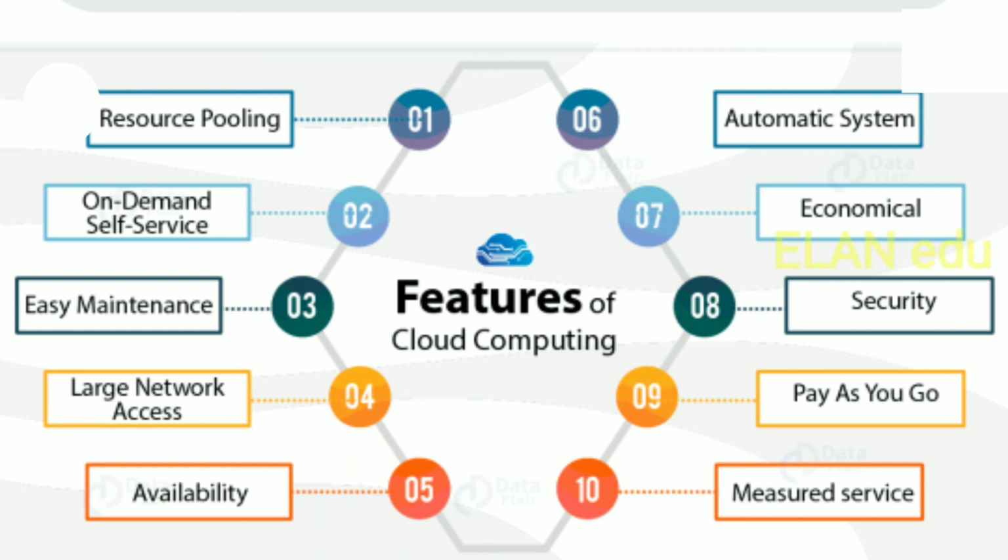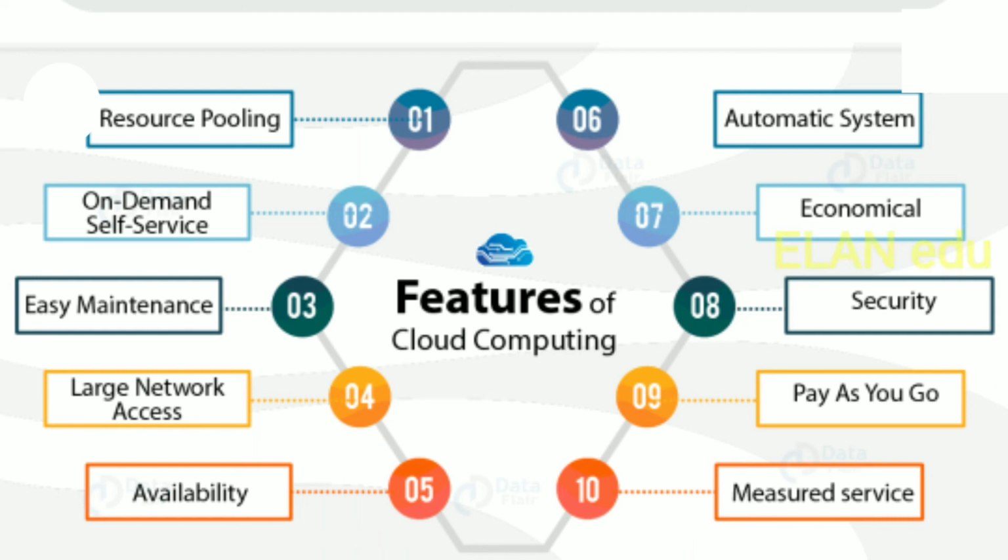The next feature in cloud computing will be availability. That is, 24/7 cloud computing can be accessed anywhere and at any time. The next feature of cloud computing will be the automatic system. That is, the upgradation can be done automatically. The next feature will be economical. Cloud computing is charged whenever you are accessing it.